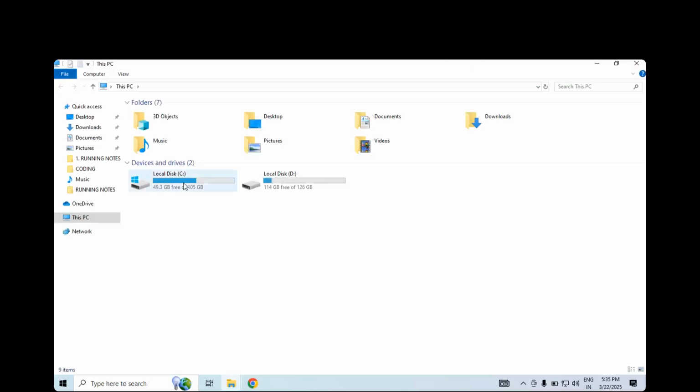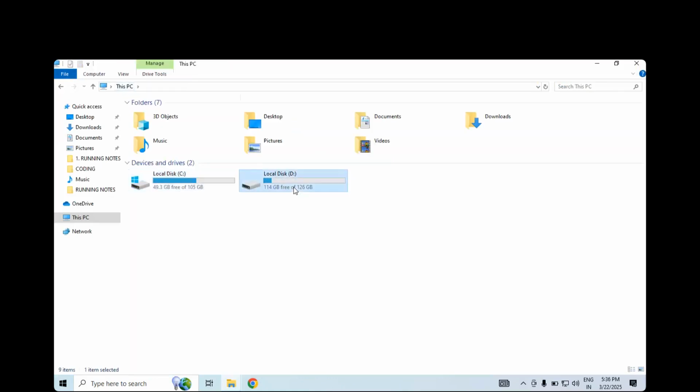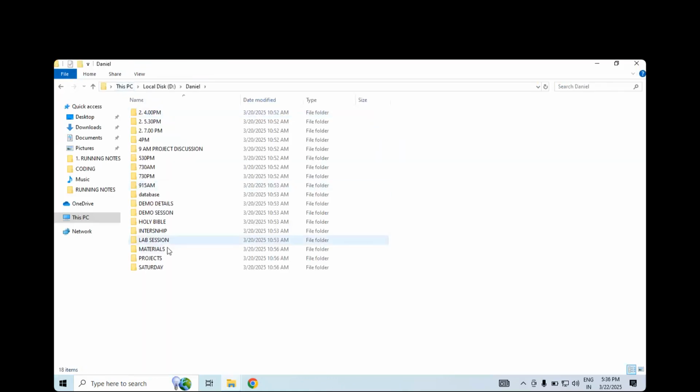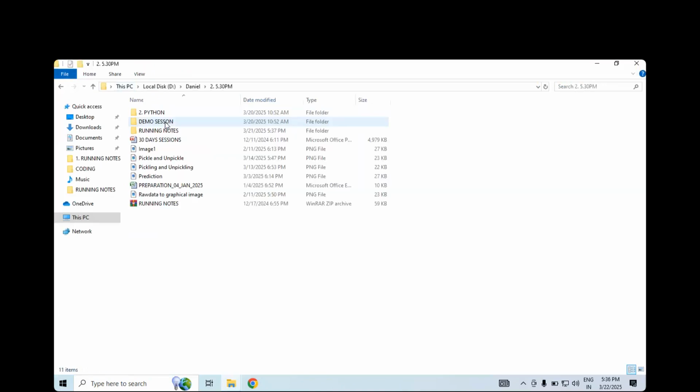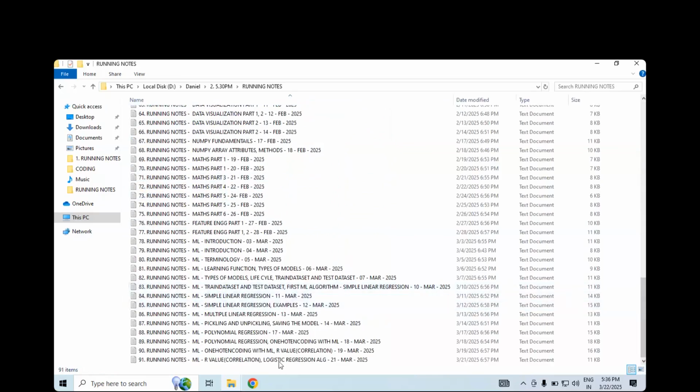Let me create running notes. Yesterday we started the discussion. Cost function, I guess, right? Cost function. I took a backup in D drive. Now, expect a short session.